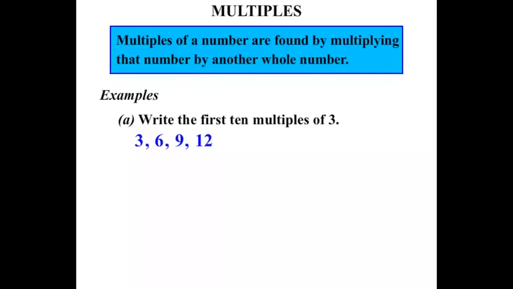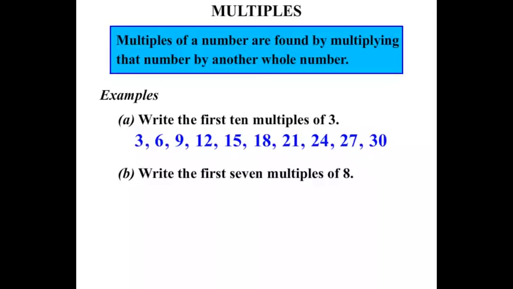So we're going up by 3s. Then 12, 15, 18, 21, 24, 27, and 30. Okay, that's the 10th multiple of 3. Okay, think about it. 3 10s are 30. There is a connection there. The first 10 multiples of 3, they're done.